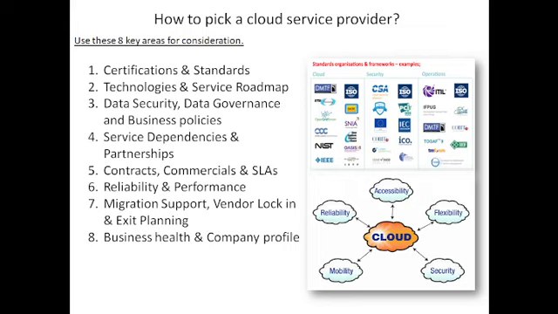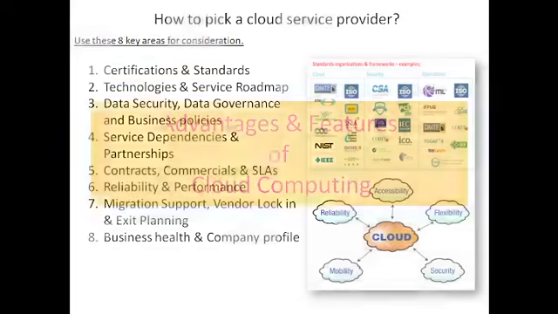Next is about migration support. In case we are going to switch between different types of cloud, they should be supporting. For example, if we are switching from public to private cloud, they should be able to support at that time. So next is about business health and company profile. So all these things need to be considered when we are going to pick up a cloud service provider.